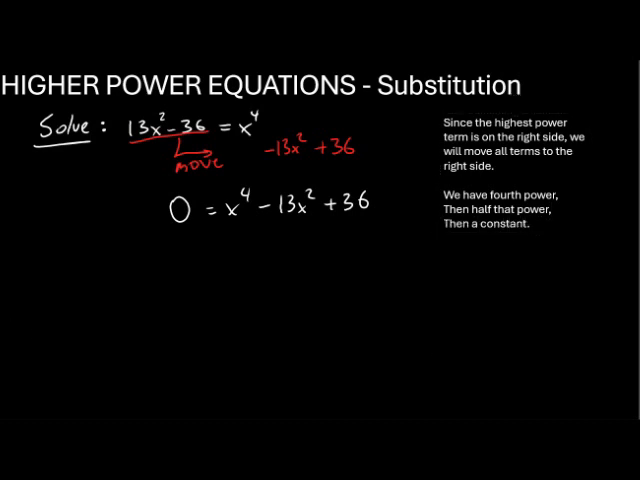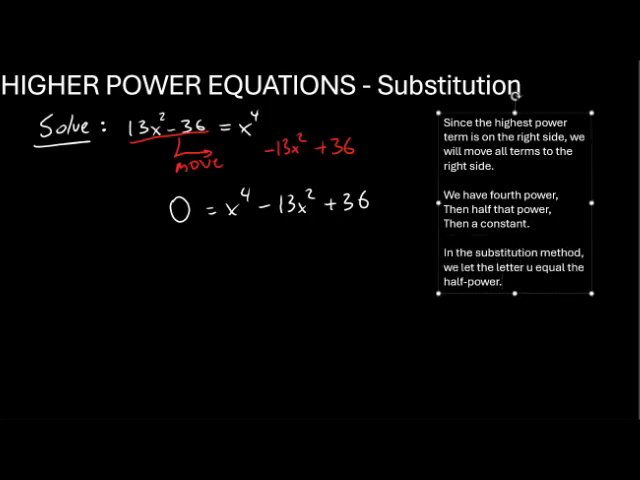Anytime we have that formation with a large power, half of that power, and a constant, we can use the substitution method. And in the substitution method, we let our substituting letter, the u, become the half power. So I will begin by saying that u will be x squared.